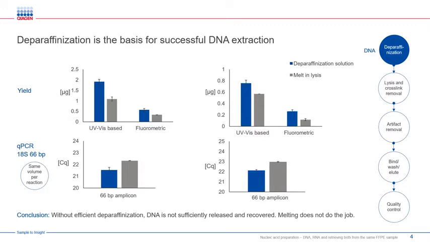We also did qPCR here, where the amplicon is a short piece of ribosomal DNA from the 18S gene. What you can see is that the PCR results confirm the physical quantitation, in that we see quite a bit lower CT values when we use the deparaffinization solution.